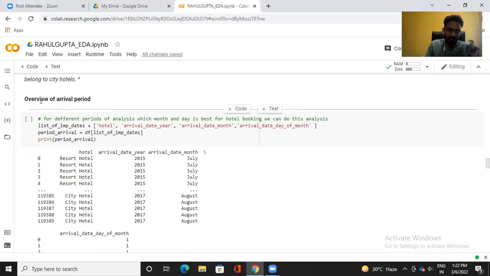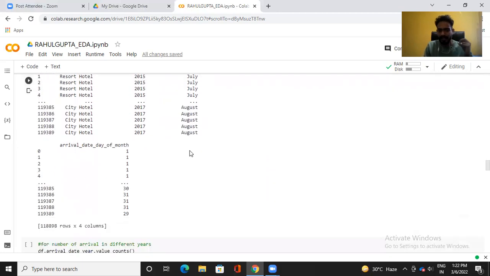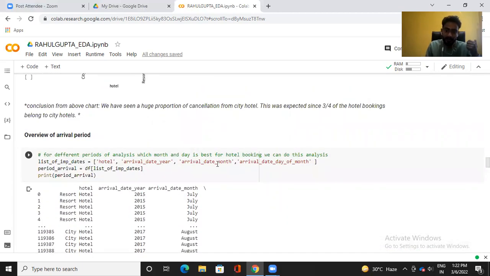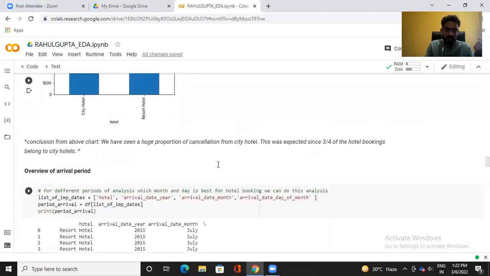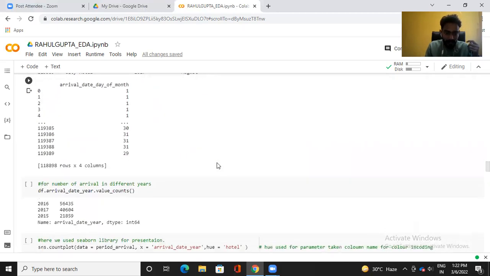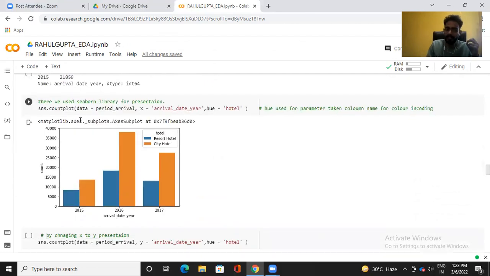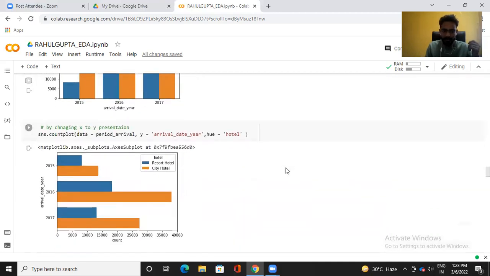Okay, then we will see an overview of the arrival period, when many people are coming, which months, which years. For that I used Matplotlib and Seaborn, and I found that in 2016 most of the guests arrived. Actually our data is from 2015 to 2017. I found that in 2016 many guests arrived and it increased, and then after 2017 the number of people decreased.